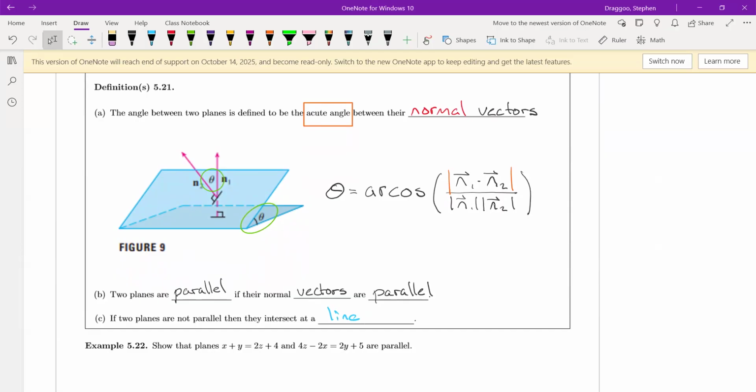So, if two planes are going to intersect, the little picture over there. If two planes intersect, they are going to intersect along a line. Doesn't matter what orientation I use for those planes, as long as they're not parallel to each other, they're going to intersect, and their intersection is going to create a line.